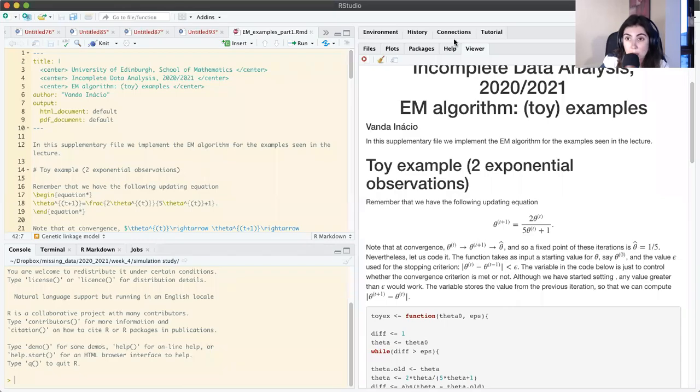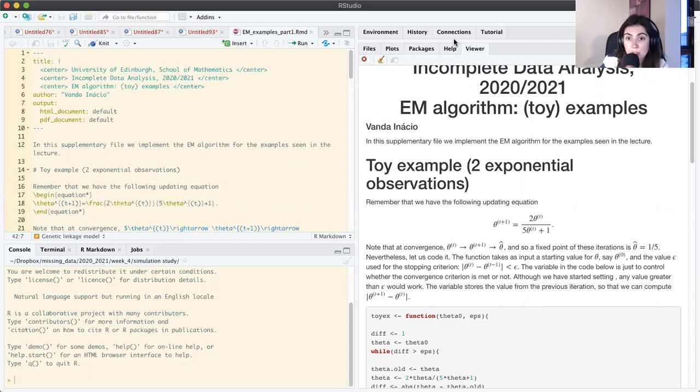Hello everyone, welcome to the last video of this week, and this will be a tutorial on how to implement the EM algorithm examples that we have seen in the last videos.